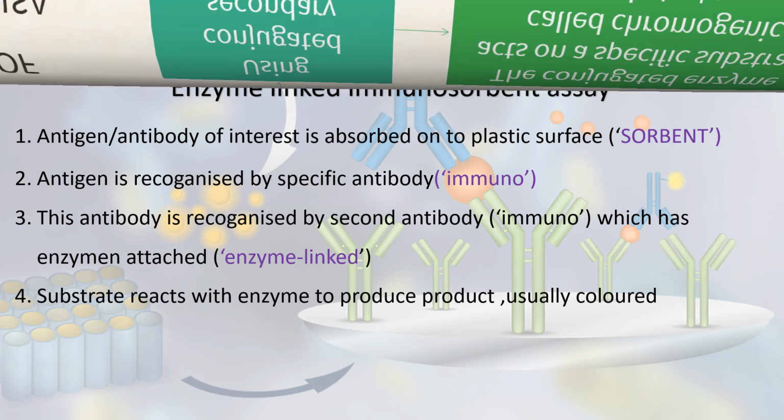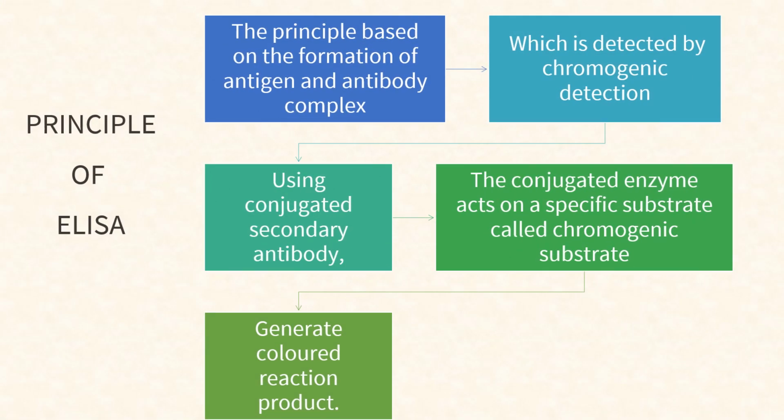Now, the principle behind ELISA is based on the formation of the antigen-antibody complex, which is detected by chromogenic detection using a conjugated secondary antibody. This conjugated enzyme acts on a specific substrate, called the chromogenic substrate, which generates a color reaction in the product.